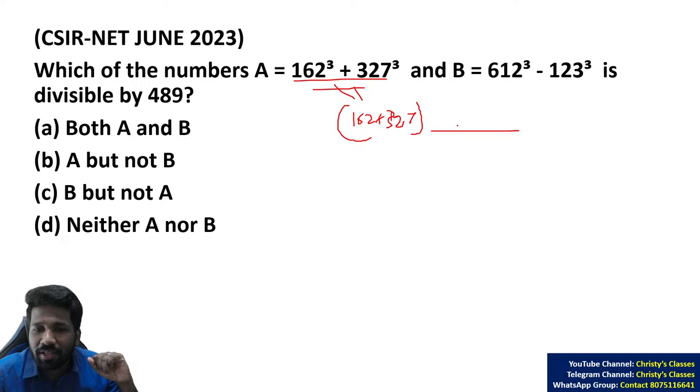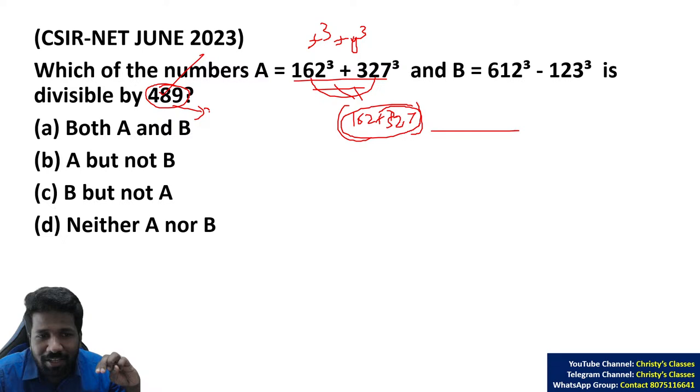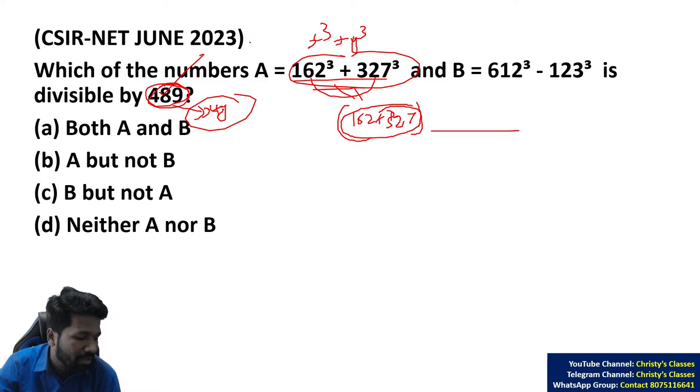Na? This 162 plus 327 is actually 489. It is not a random number. 489 is the sum of these two values. Like if I write x cube plus y cube, x plus y is this. So the question is asking, x cube plus y cube diya to, wo x plus y se divisible hai ya nahi? Divisibility chapter ka idea hai.